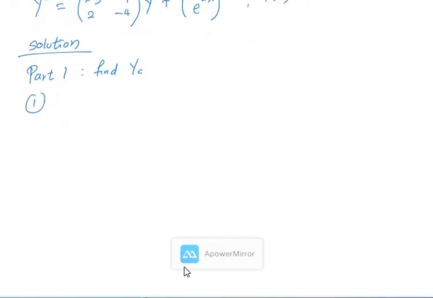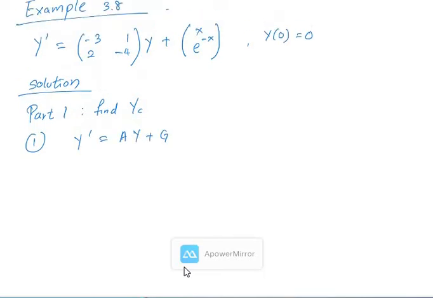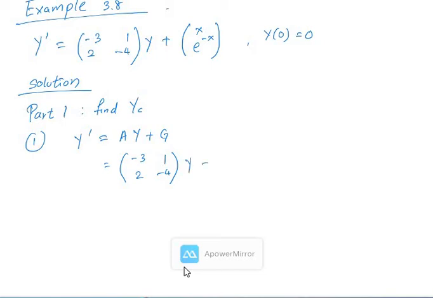Okay, the first step, we know that y prime equals Ay plus g. So that is from the formula, you know that y prime is equal to Ay plus g. So A from the question is -3, 1, 2, and -4. Y is y, plus g. G refers to this x and exponent, so x and exponent -x.